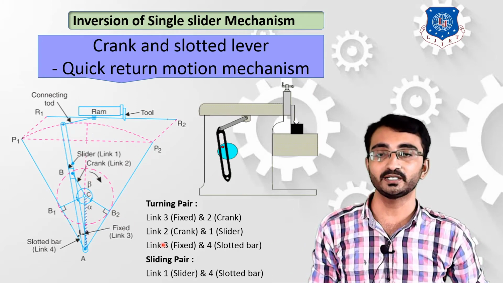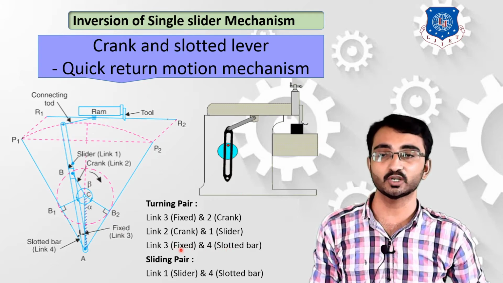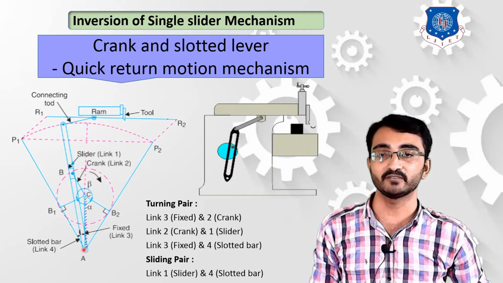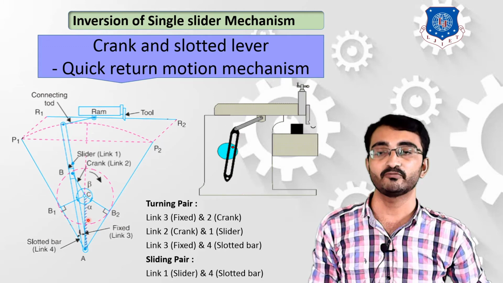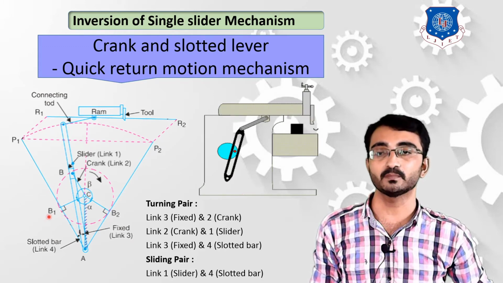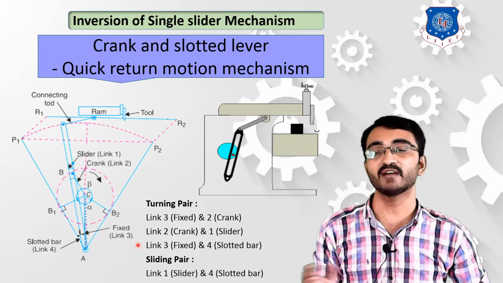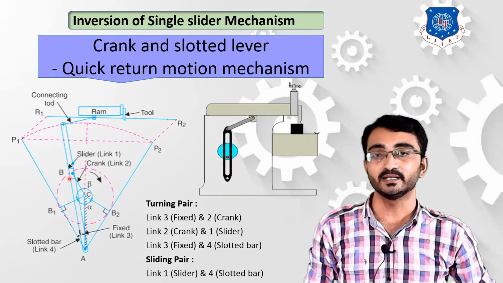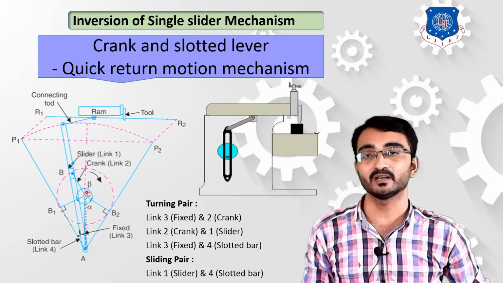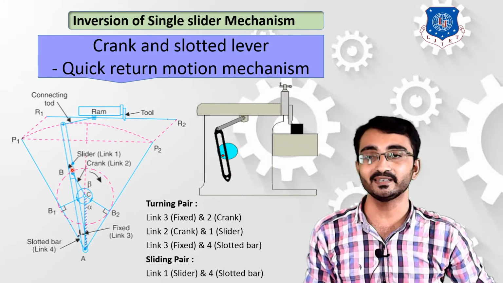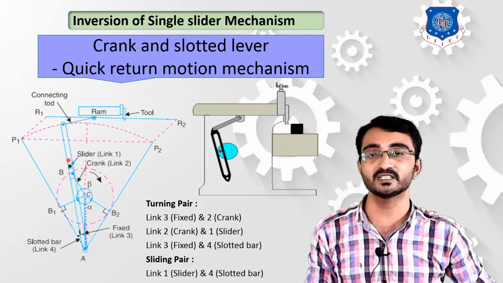Now in the third turning pair, your link number 3 and slotted bar, over here you can refer that with respect to this fixation, that is your fixed link number 3, your slotted bar is oscillating, so that is forming one turning pair. While on the counter side, to list out the sliding pair, over here you can refer that your slider is sliding inside this slotted lever.